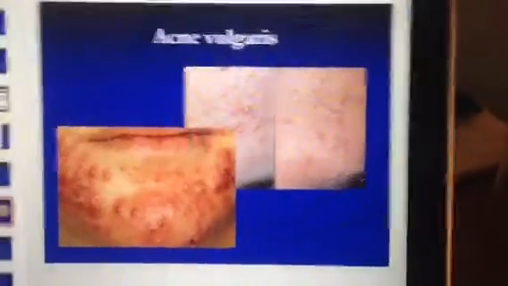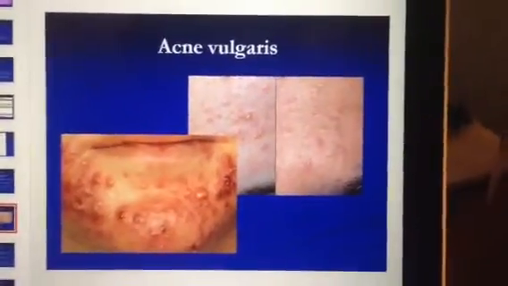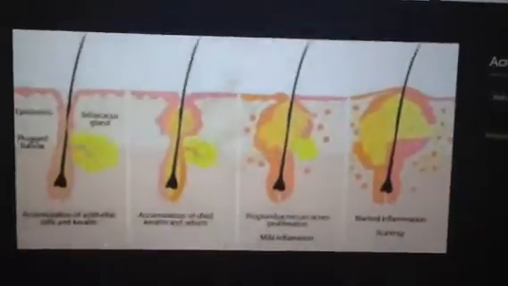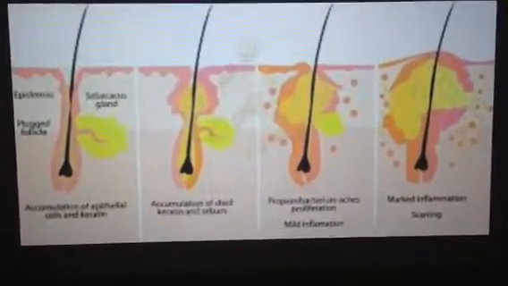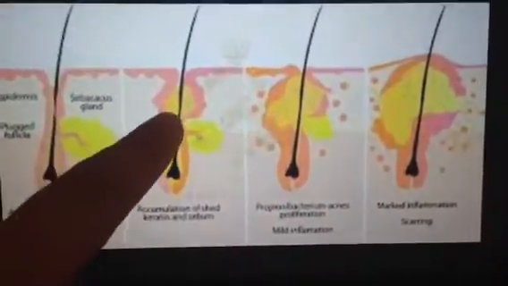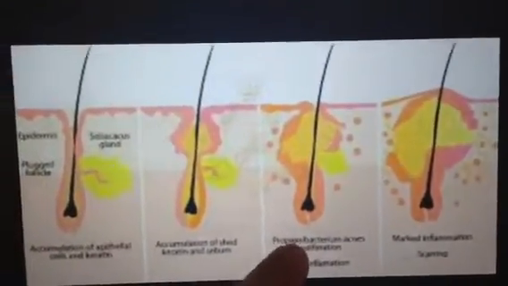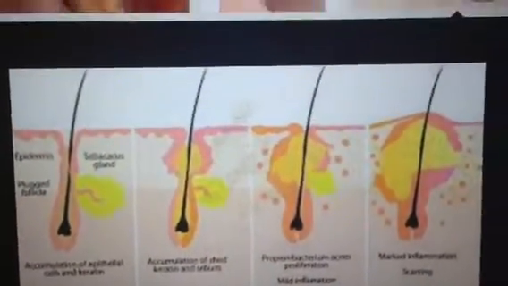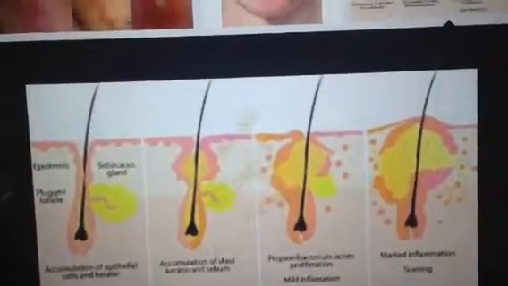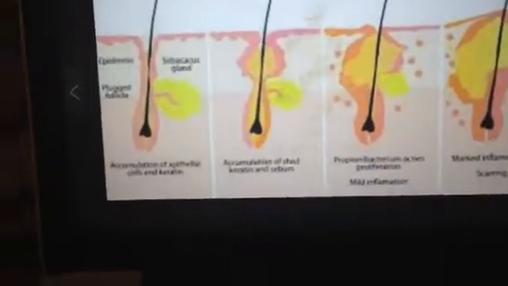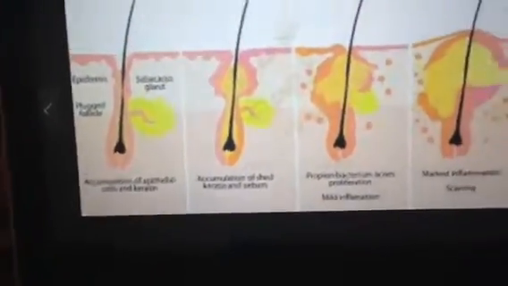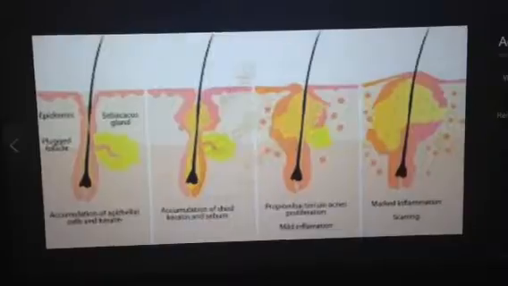So as we see here, a picture of acne vulgaris as it appears in reality. If we look across, this is what is happening in acne, where you get this sebaceous fluid, and it will build up here, and then it becomes infected by Propionibacterium. This infection creates that kind of pus that you see in acne. And then you get, it says here, marked inflammation and scarring. Okay.